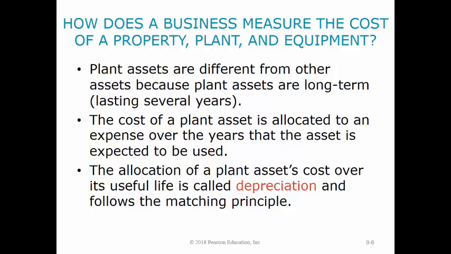This requires a business to allocate the cost of the asset over the years that the asset is expected to be used. This allocation of a plant asset's cost over its useful life is called depreciation and follows the matching principle. Depreciation is the process by which businesses spread the allocation of a plant asset's cost over its useful life. The matching principle ensures that all expenses are matched against the revenues of the period. Because plant assets are used over several years, a business would record a portion of the cost of the asset as an expense in each of those years.